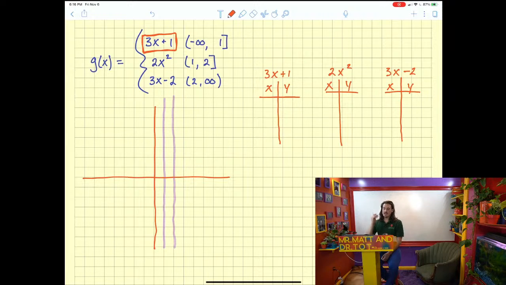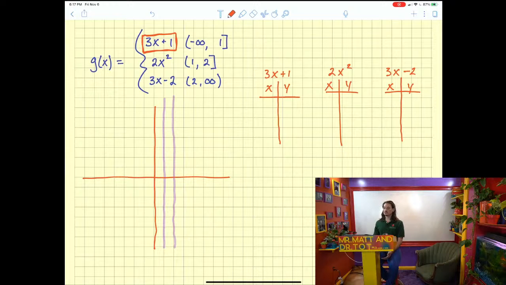Okay, so g of x is equal to 3x plus 1 from negative infinity to positive 1 inclusive. So first off, I marked off my domain restrictions. I have breaks at positive 1 and positive 2. So I highlighted those values with vertical lines on the graph. So before or less than positive 1, the function is governed by the function 3x plus 1.